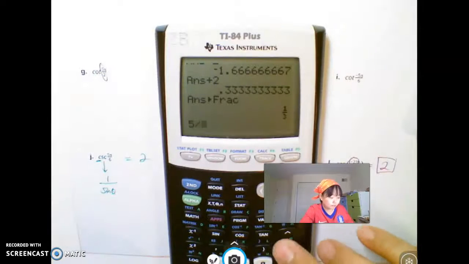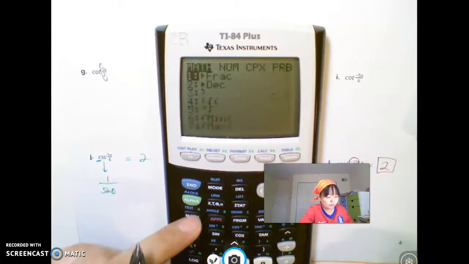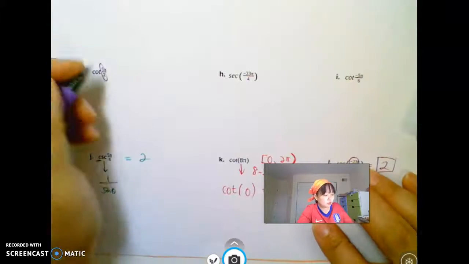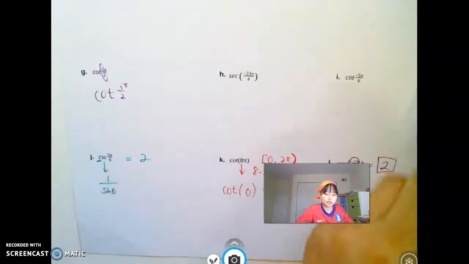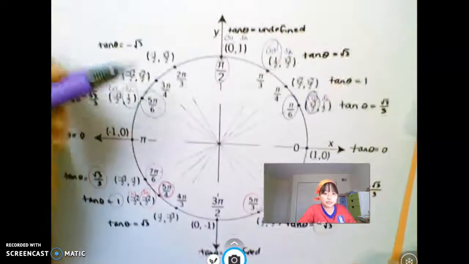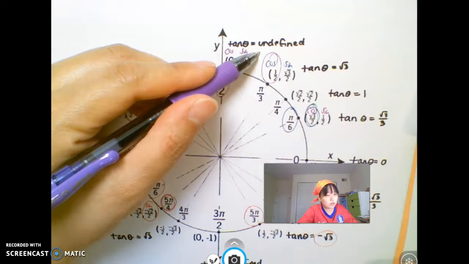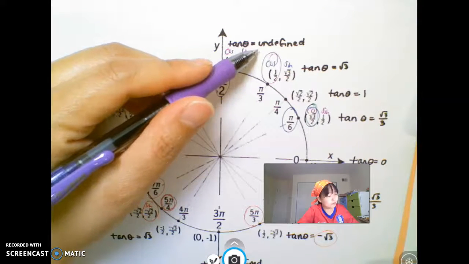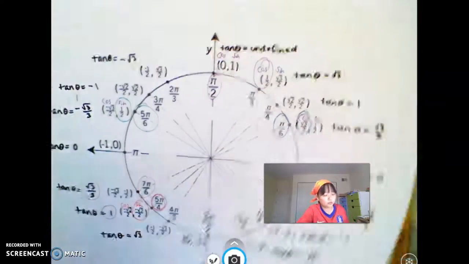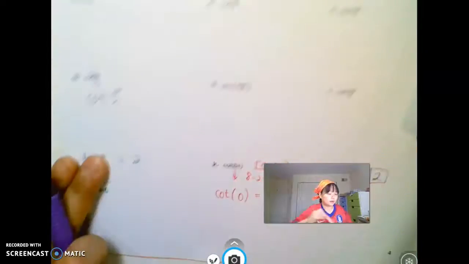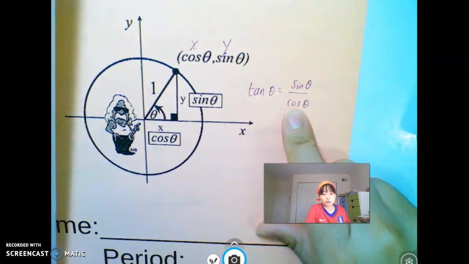5 over 2. 5 over 2 is 2.5. Too big, subtract 2. 0.5, that's perfect. It's 1/2. So we're looking for cotangent at 1 over 2 pi. So we have to look for tangent at 1/2 pi. Tangent at pi over 2 is undefined. What do you think would happen if you flip the undefined? That's kind of a tricky question. It goes back to the first day. Remember what I wrote about tangent? I put tangent is sine over cosine, right?